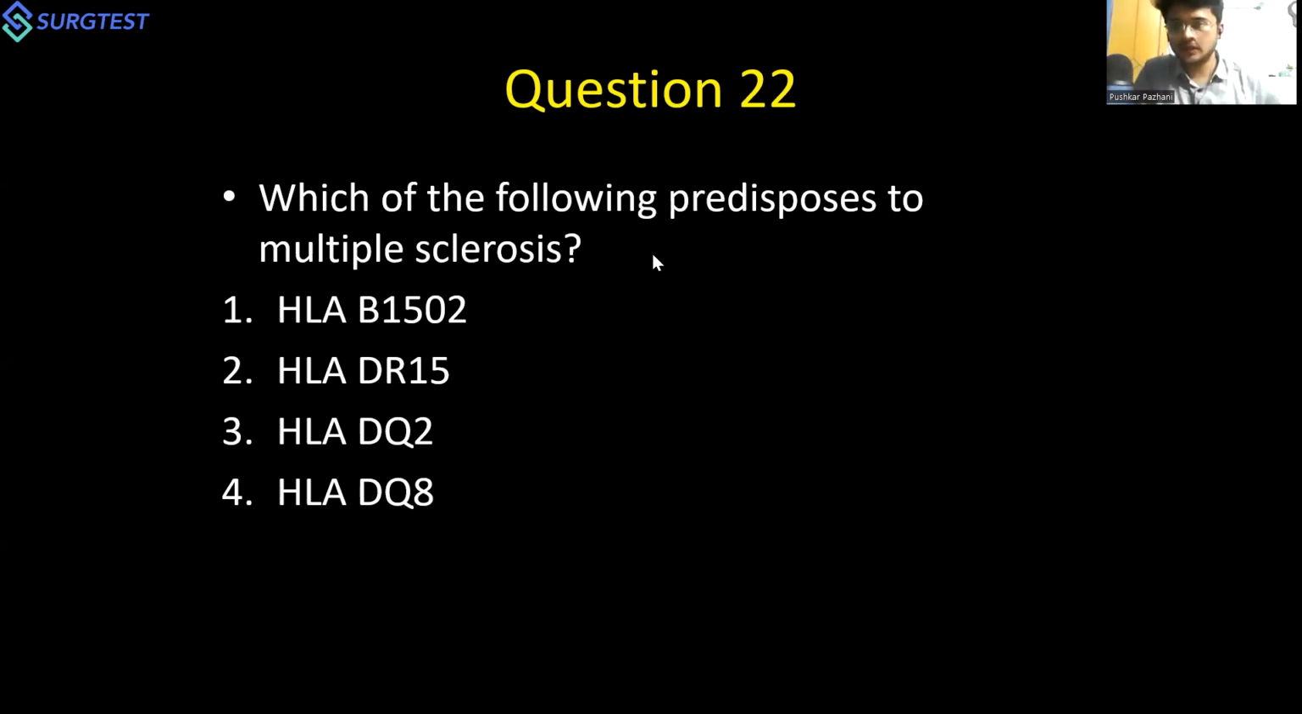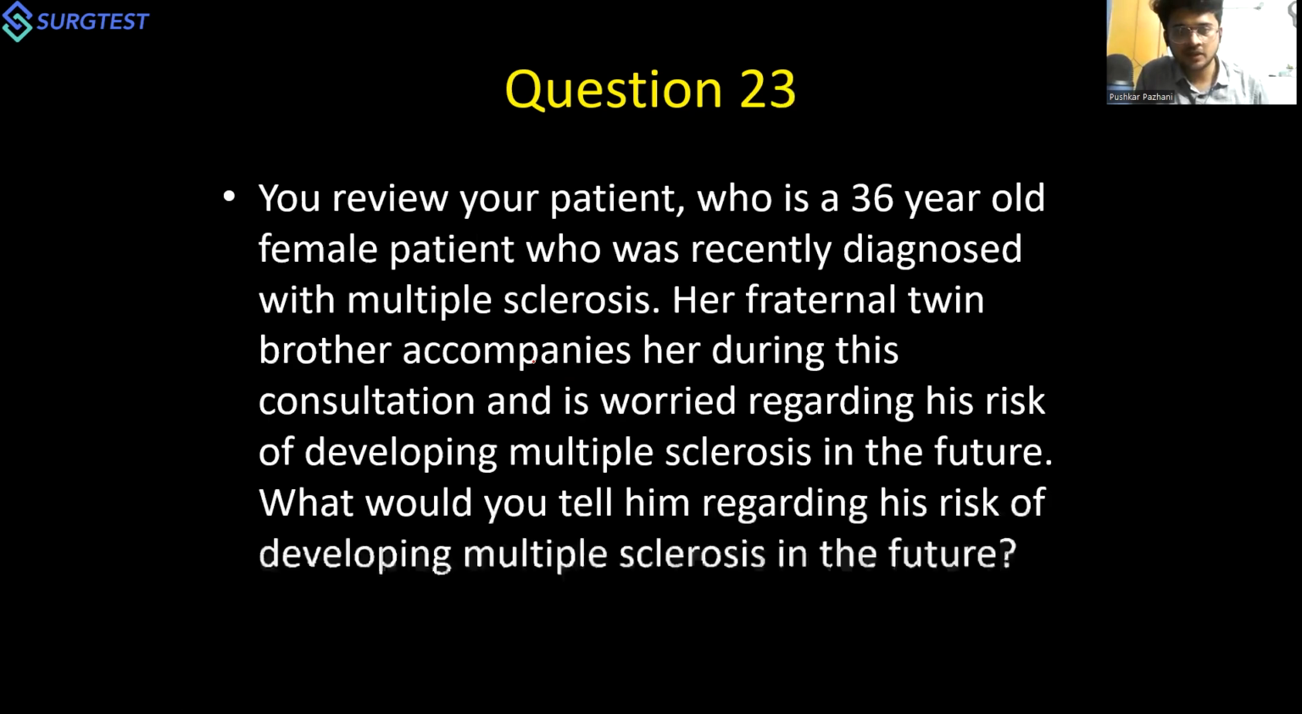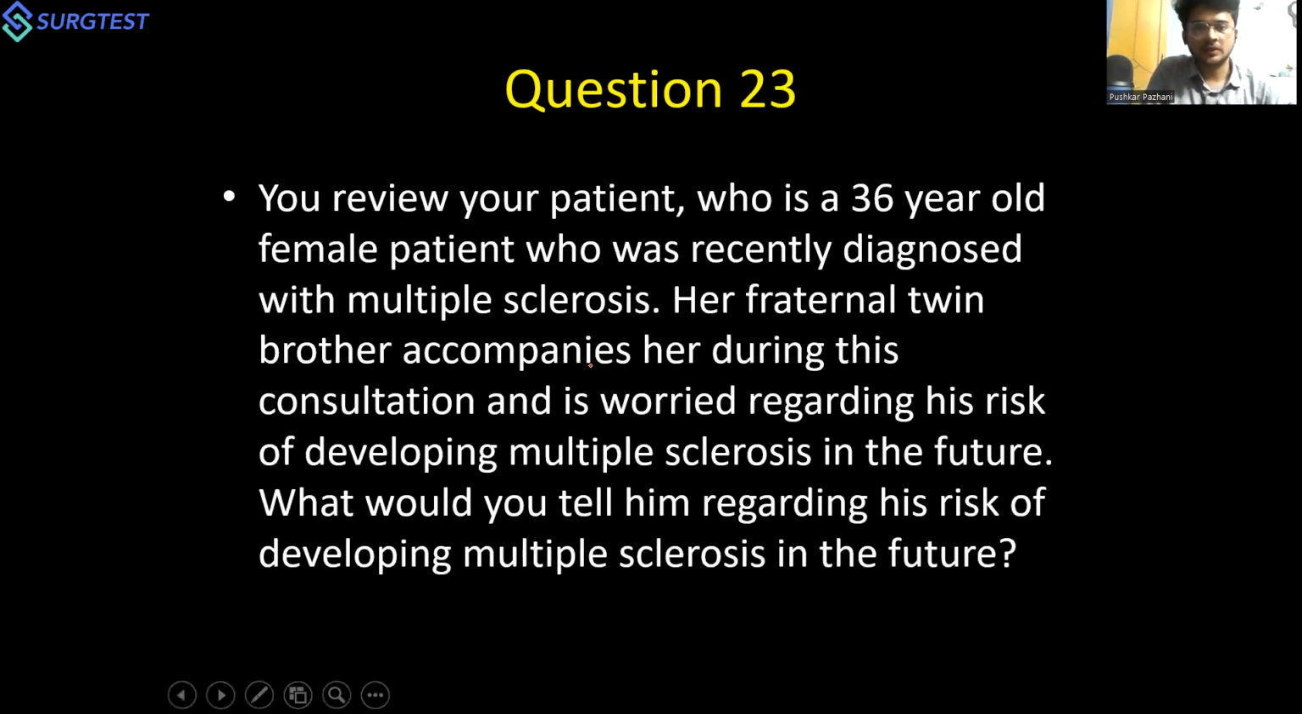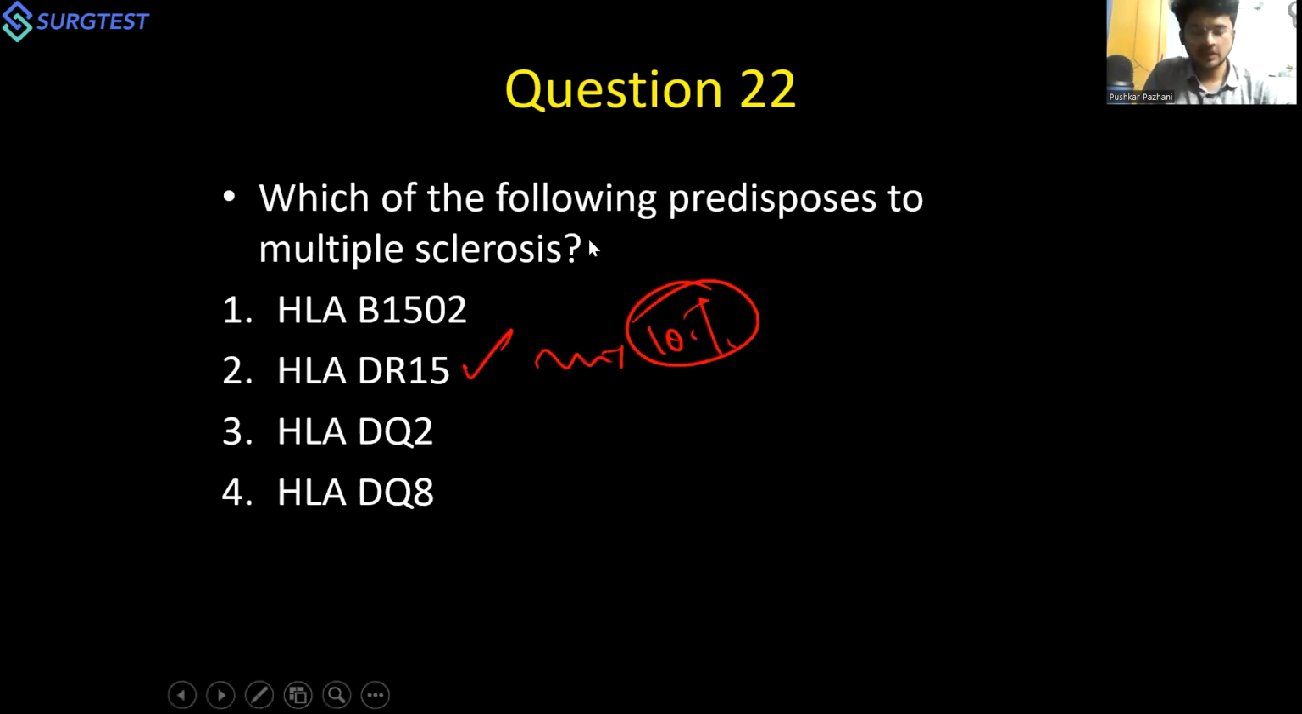Okay, so we'll stop this poll. Okay, so stop the poll. So the answer is HLA DR15. So let's go into this. It's basically a factual question. So HLA B1502, anyone wants to answer in the chat box? 2 minutes time. Okay, fine. So just remember HLA DR15, and actually HLA DR15 contributes to 10% of the disease risk.